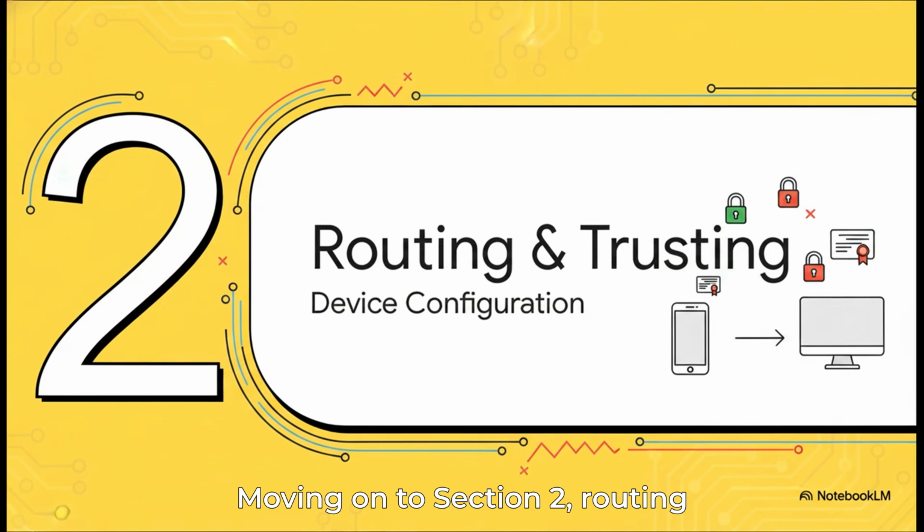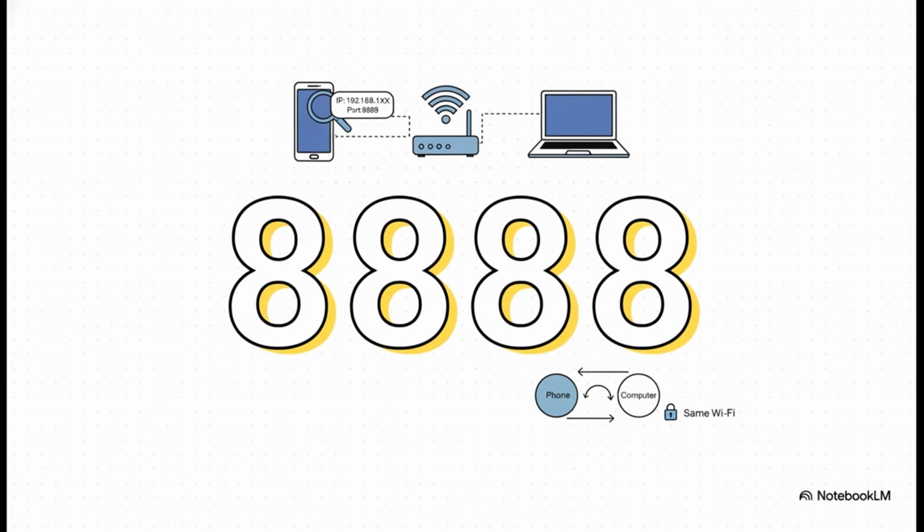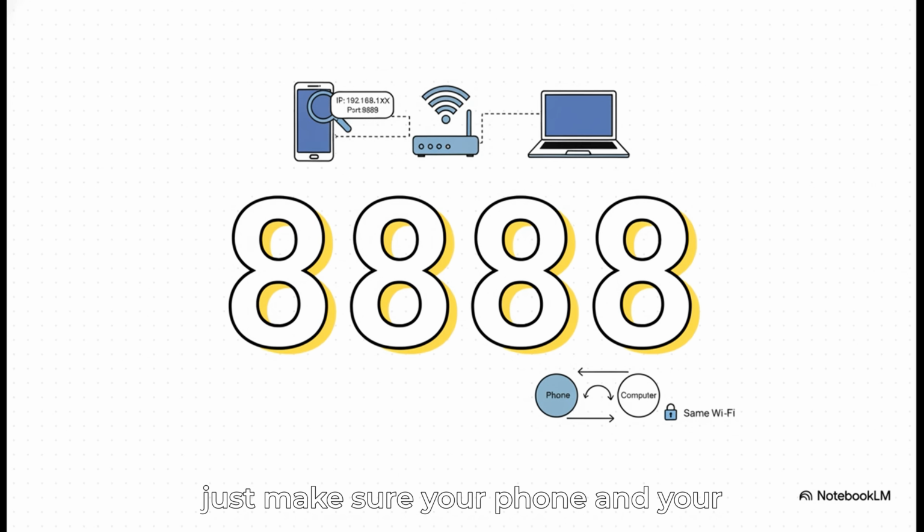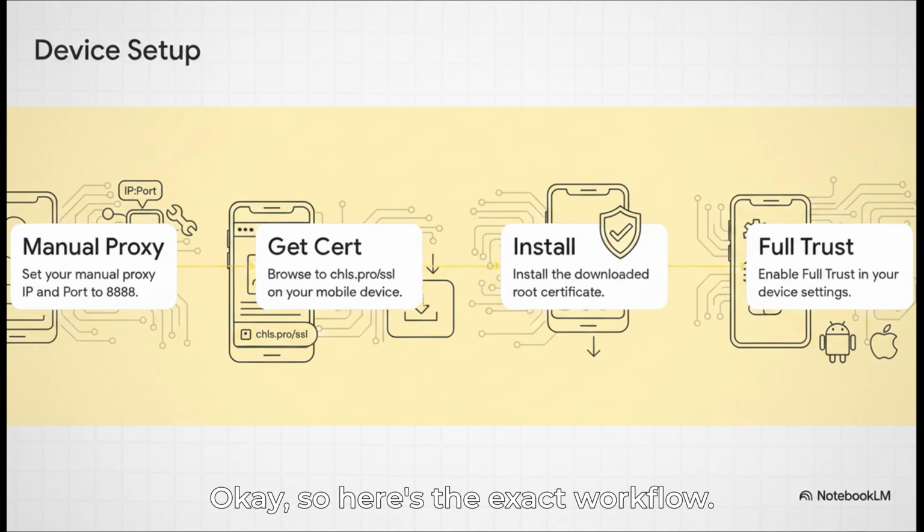Moving on to Section 2, routing devices and trusting certs. The magic number you want to remember here is 8888. That's the default port Charles uses. To connect your mobile device, just make sure your phone and your computer are on the exact same Wi-Fi network. Then grab your computer's local IP address and pop that, along with port 8888, straight into your mobile device's manual Wi-Fi proxy settings.